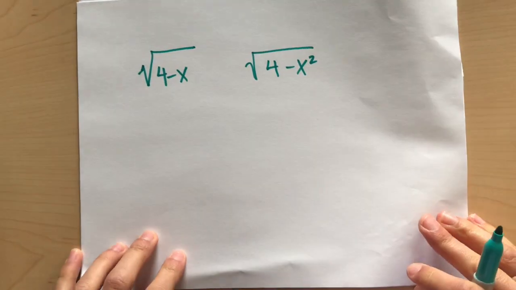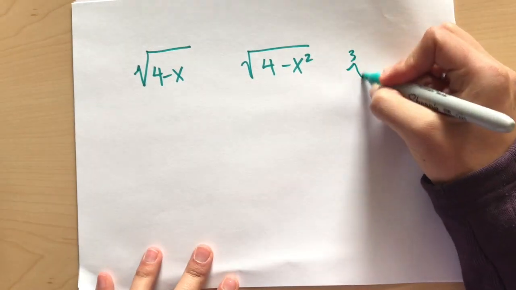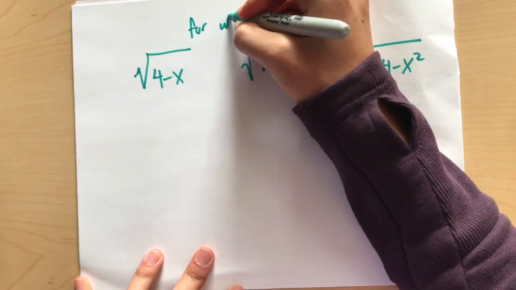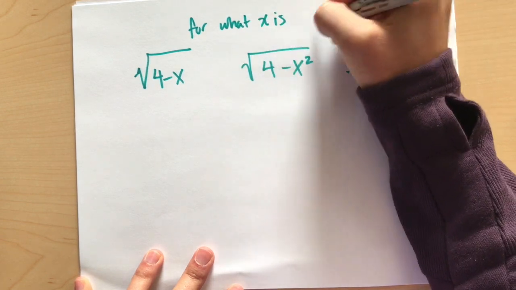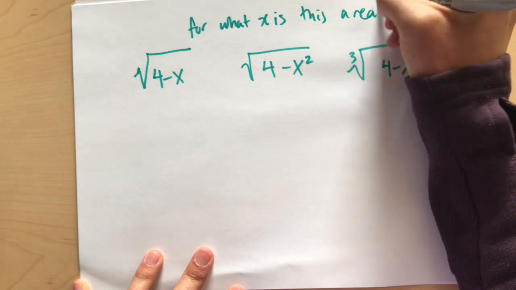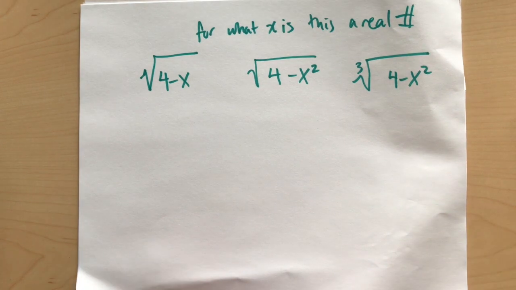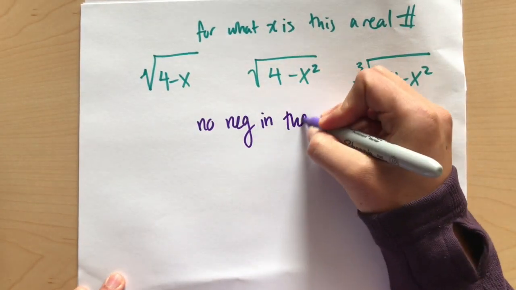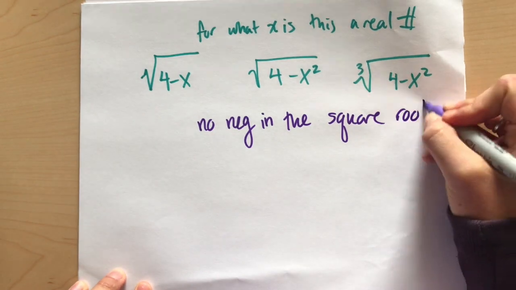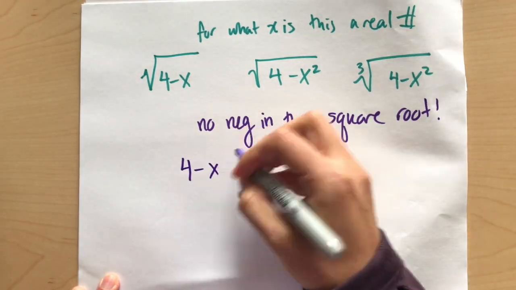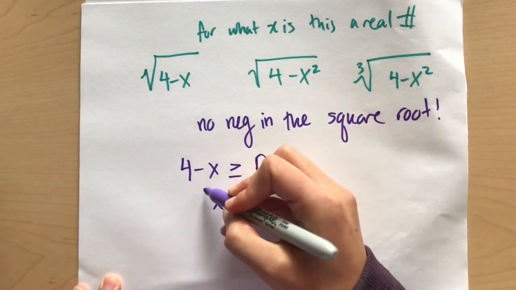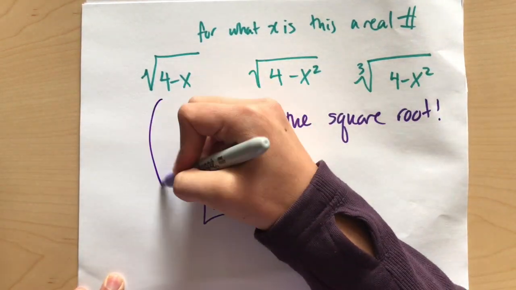Now I'm going to try to figure out which values for x give real solutions for these 3 different expressions. What values of x are going to give a real solution? I have a square root, which means I don't want to have negatives under the square root. For the first one, I want 4 minus x, which is underneath the square root, to be positive. Another way of saying that is greater than or equal to 0, which means that x is less than or equal to 4 if we just rearrange that.